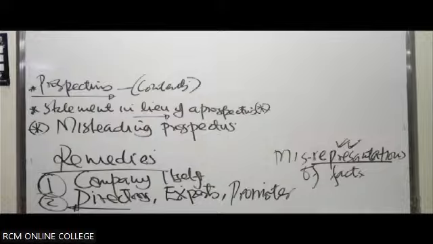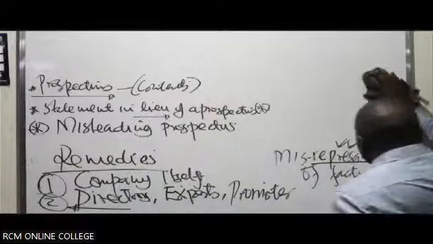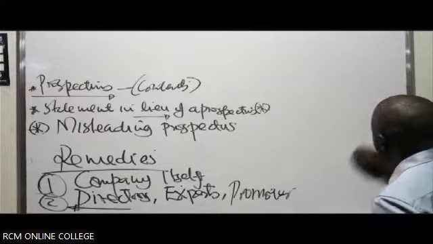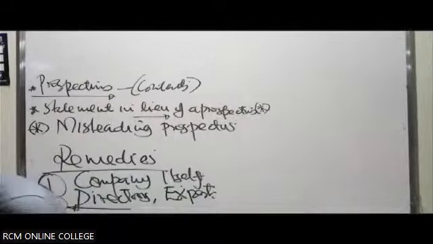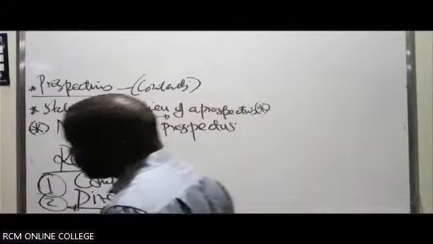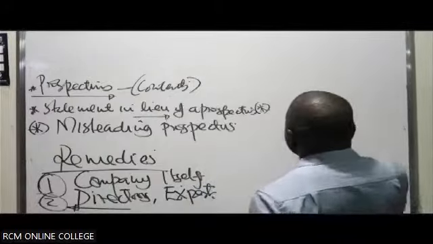The first remedy he will be able to have is what we call rescission, to rescind, or to avoid the contract of allotment of shares. So number one, he can rescind the contract.